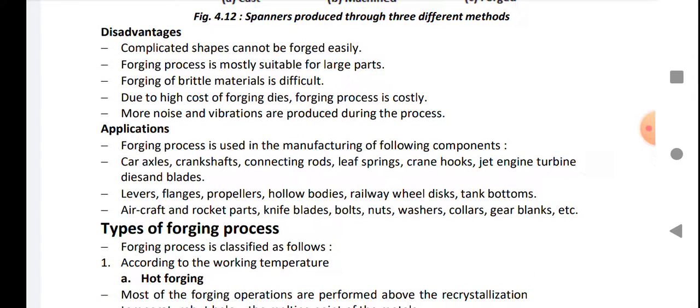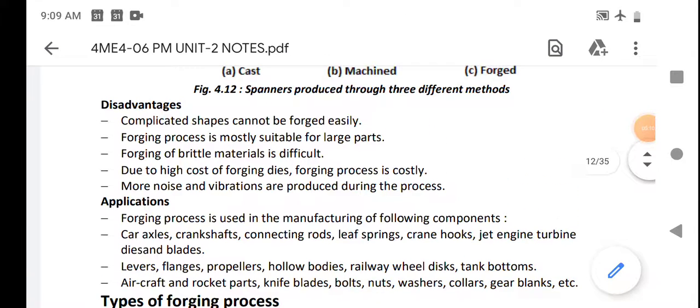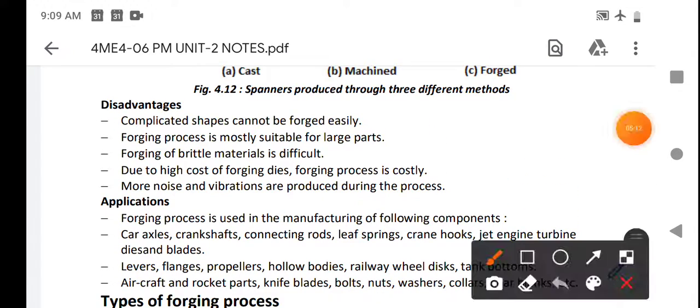If we talk about disadvantages, complicated shapes are not easily made by this process. The forging process is mostly suitable for large parts. Forging of brittle metal is difficult. Due to the high cost of the forging die, the forging process is costly. More noise and vibration are produced during the process.